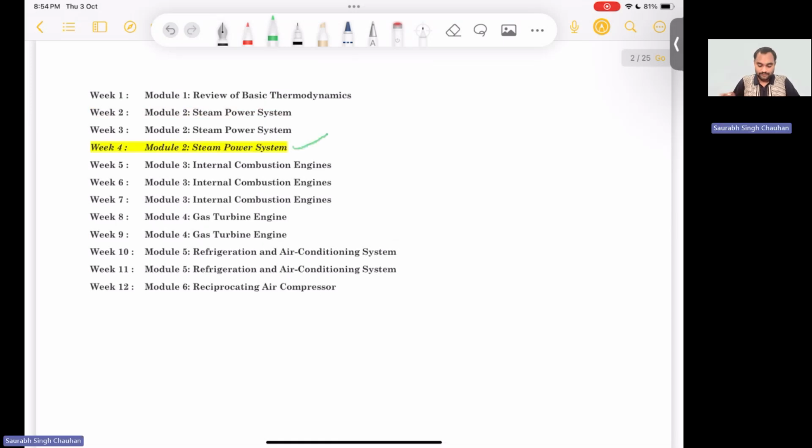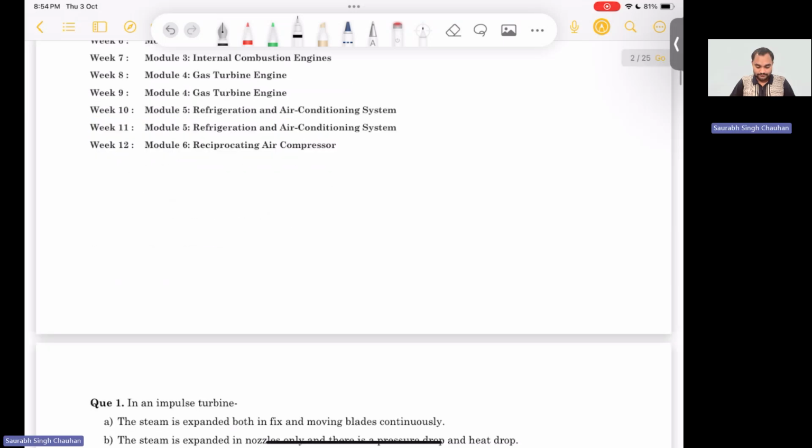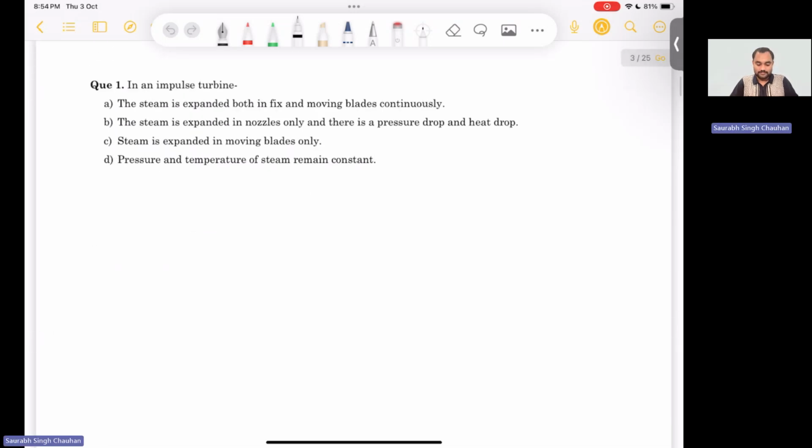In today's session, we will focus on steam power system. For the last few weeks we have been discussing steam power systems. So we'll continue our discussion and try to solve some problems. This is our final session on steam power system. From next week we will start internal combustion engines. So we will begin with question number one.